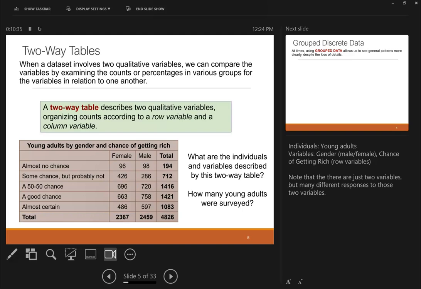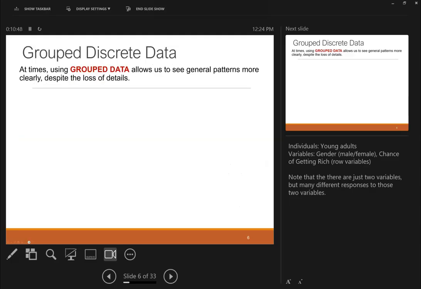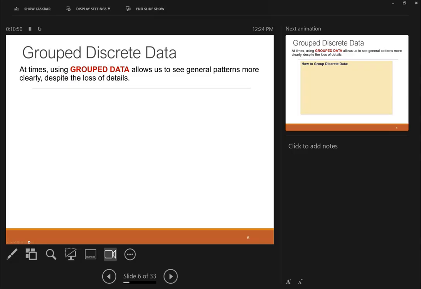Notice that the total row and column are not values. Your values for your variables are male and female. Total is not a value for your variable. Same thing with almost no chance, some chance, 50-50, good chance, almost certain. Total is not a variable or value for the variable.